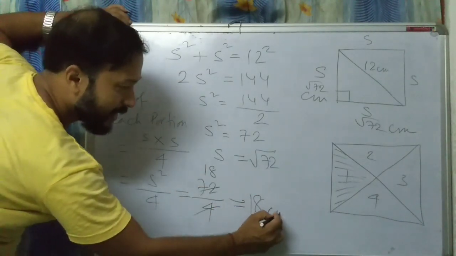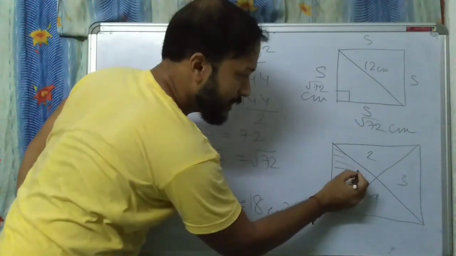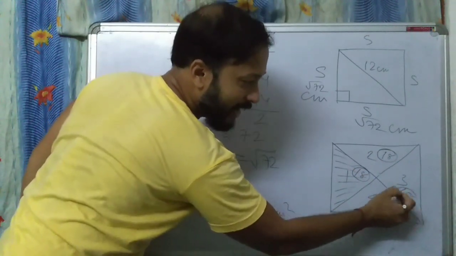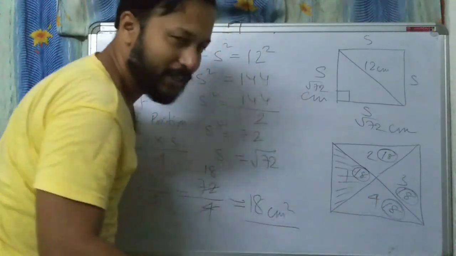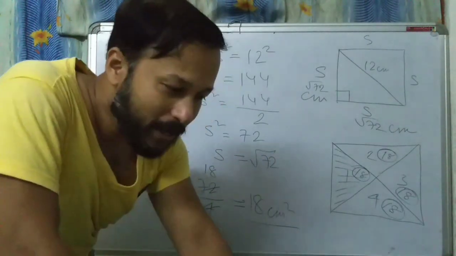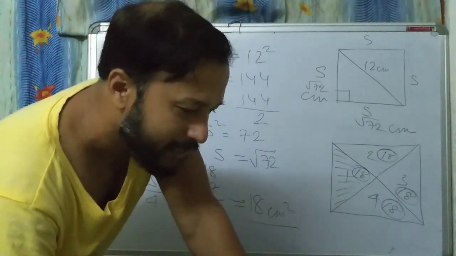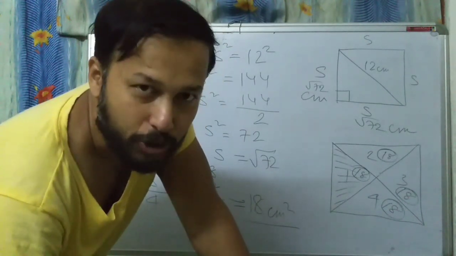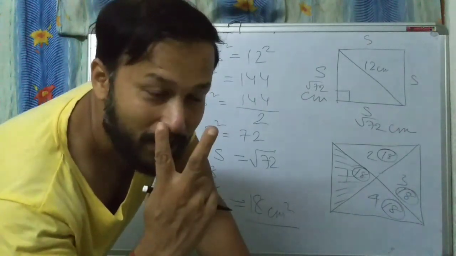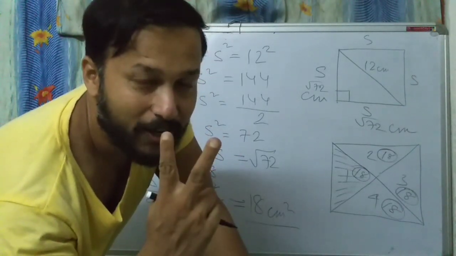That is 18 centimeter square. So, this portion is 18. This portion is also 18. All are 18 centimeter square. Fine. Now, see the figure. We have to find the area of the shaded portion. How many areas are shaded? Yes, 2 portions are shaded. Okay.